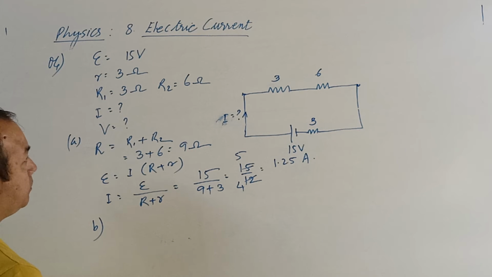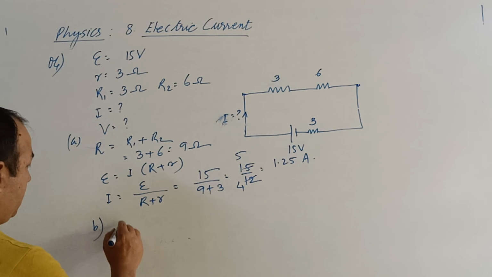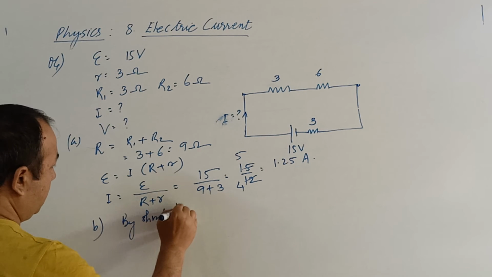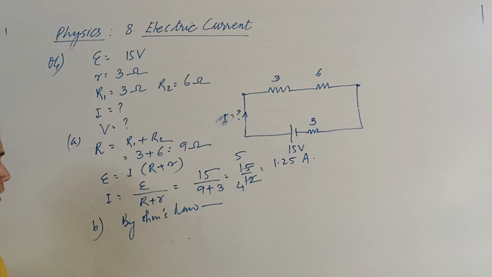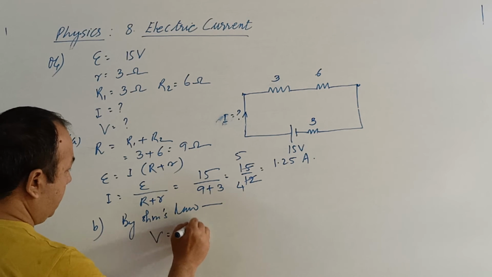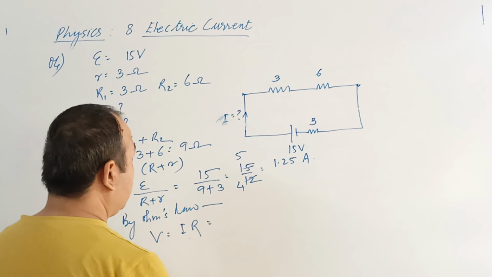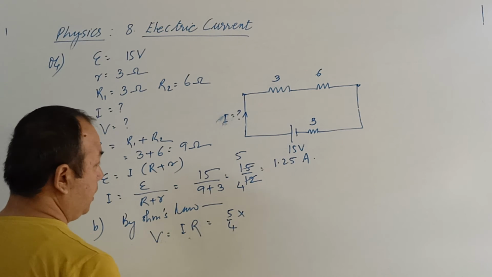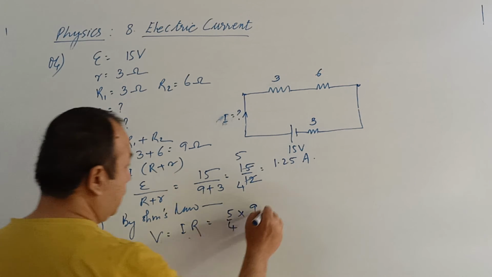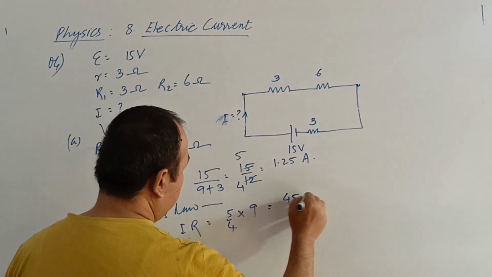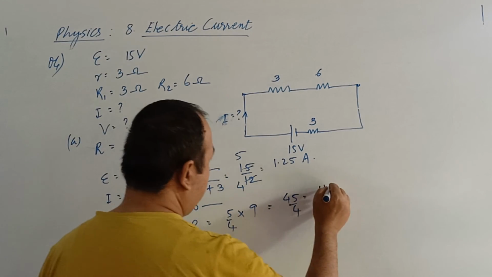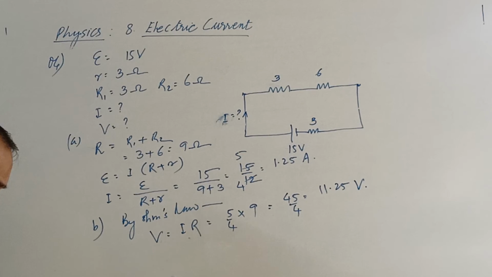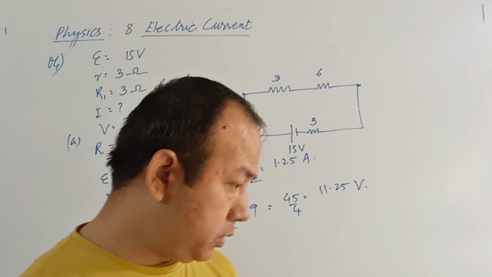We need to find the terminal voltage. Terminal voltage we can get by Ohm's law also. See, the current flowing through the external circuit is I, and the external resistance is R. I is what we have just calculated, that is 5 upon 4, and the resistance is 9. So V is equal to 45 upon 4, which is 11.25, and the unit should be volt. This way also you can do. So we got this answer, question number 4.